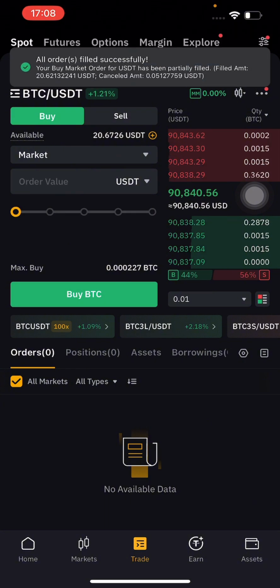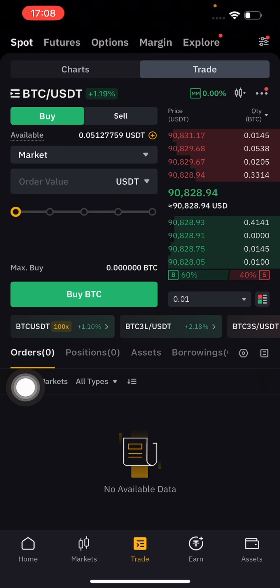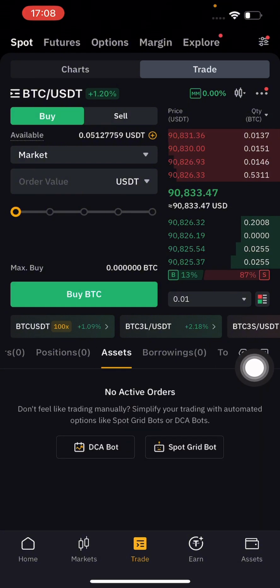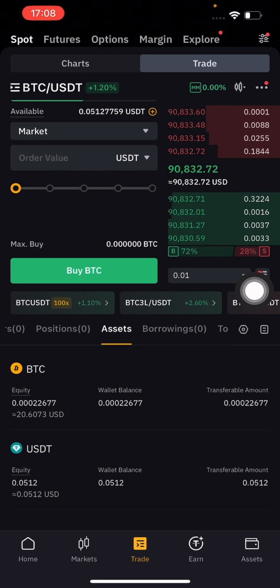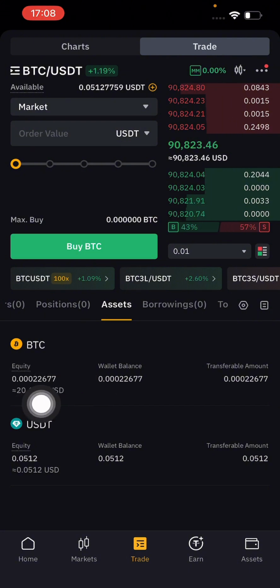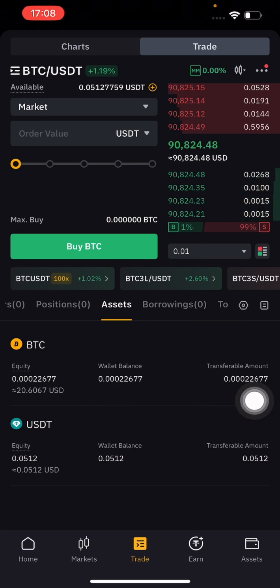Buy. Now if you look down here, you won't see any orders. Why? Because this is not an order. I've executed it instantly, like I've purchased it directly. Now if you go to my assets, if you go check my assets now, you see I have 20.6 worth of BTC. Are you seeing, guys? Here you see 0.0022677. That's the amount of Bitcoin that I have right now, because I've purchased the Bitcoin.